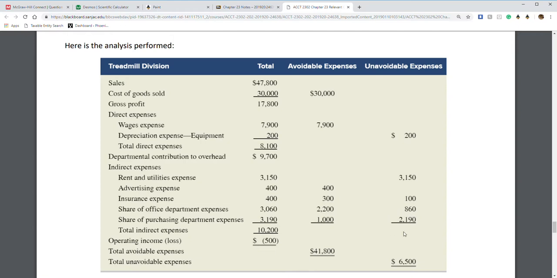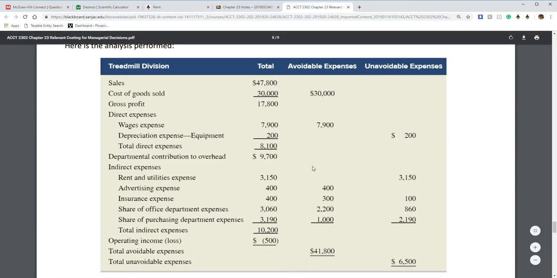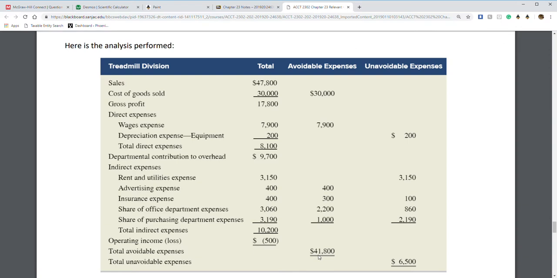So when we do this, add up all your expenses. Our total avoidable expenses is $41,800. Unavoidable is only $6,500. But the sales is still greater than the avoidable expenses. Thus, basically we keep.